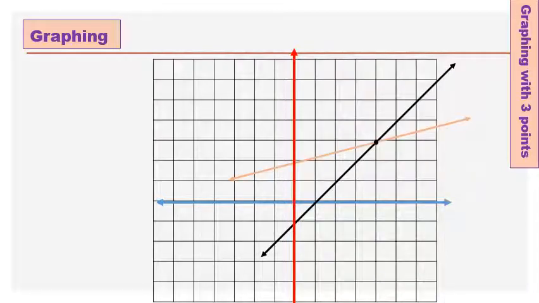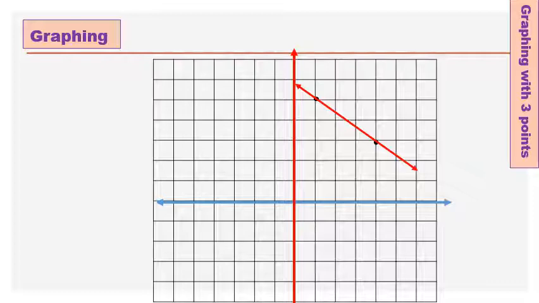This is 1, this is 2, and this is a third line. That's it? No, we have an infinite number of lines passing through this point. Just one point, we have infinite numbers. But if we have 2 points, how many lines can we pass through these 2 points? We have just one line passing through these 2 points.